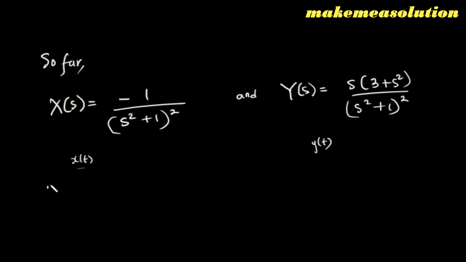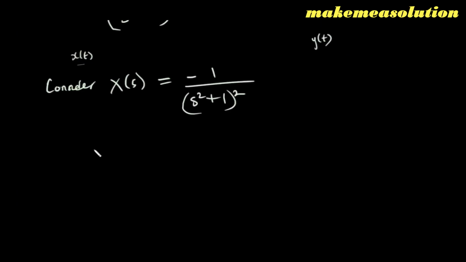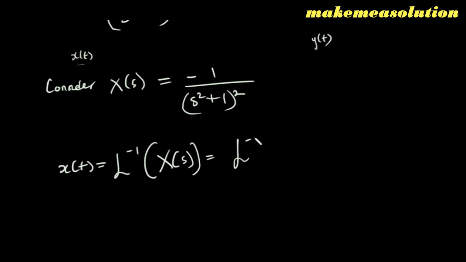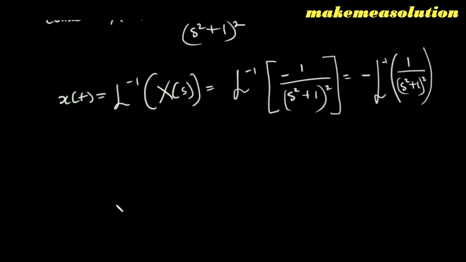So consider x of s equal to minus 1 all over s squared plus 1 all squared. Okay, so this is the first one we are going to consider. So we'll say x of t is the inverse Laplace transform of x of s, which is the inverse Laplace transform of minus 1 all over s squared plus 1 all squared. Which is still the same thing as minus Laplace inverse of 1 all over s squared plus 1 all squared, like this. Now, to solve this kind of problem in an exam scenario will be very tough.